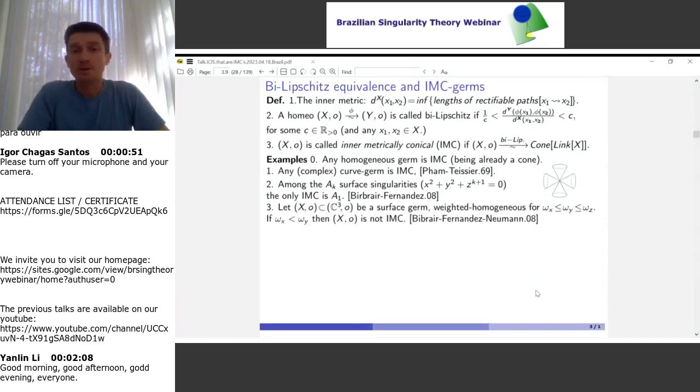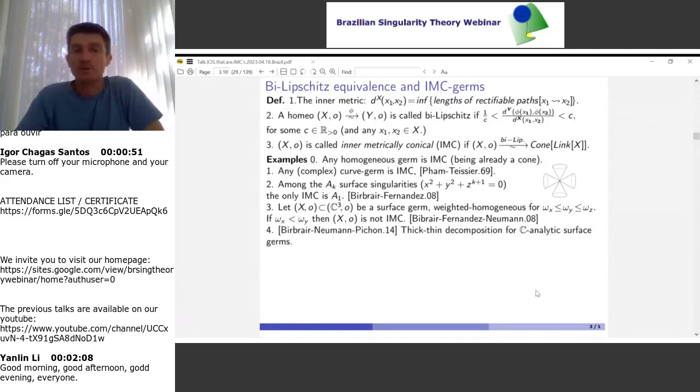Well, and then there was a result of Lev, Alexandre, and Walter. They considered weighted homogeneous complex analytic surface germs inside C3, with weights. Order them, we can always order: omega x is less or equal than omega y, less or equal than omega z. And they proved that if the two smallest weights are not equal, then X is not inner metrically conical. So this is a very simple obstruction to being inner metrically conical.